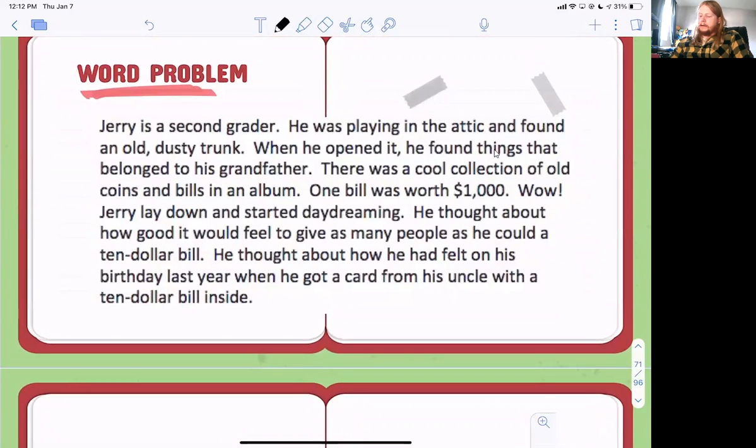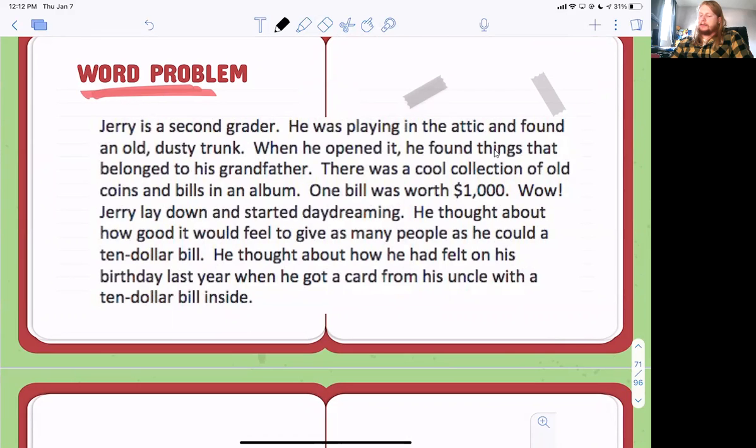Jerry is a 2nd grader. He was playing in the attic and found an old dusty trunk. When he opened it, he found things that belonged to his grandfather. There was a cool collection of old coins and bills in the album. One bill was worth $1,000.